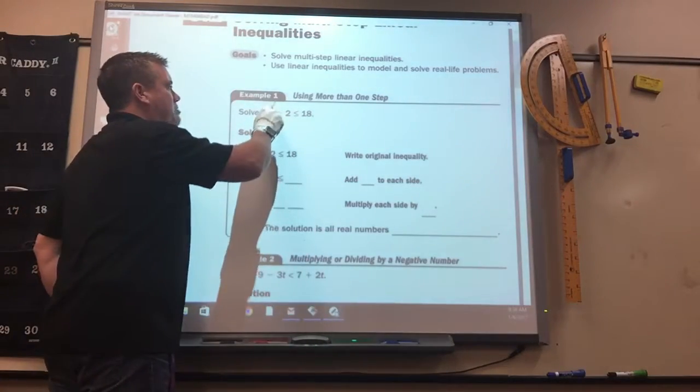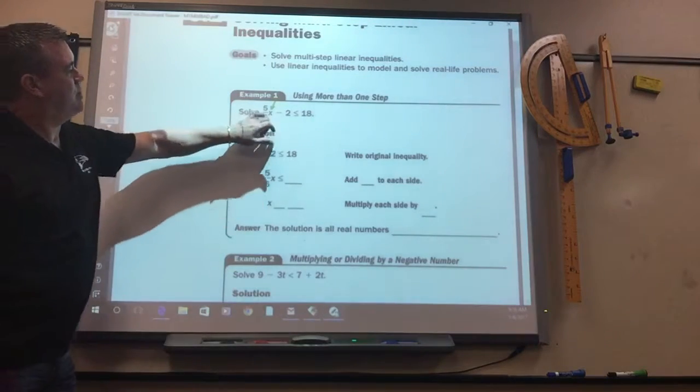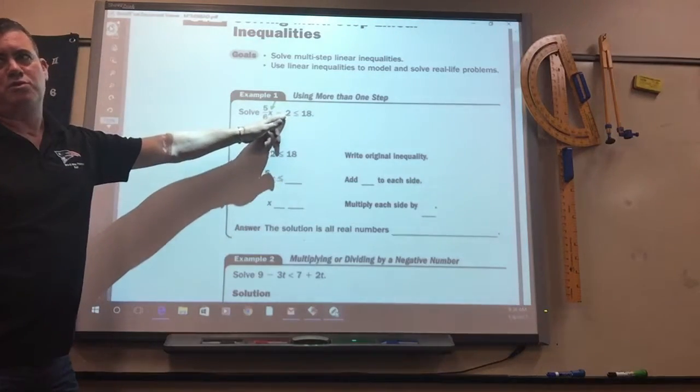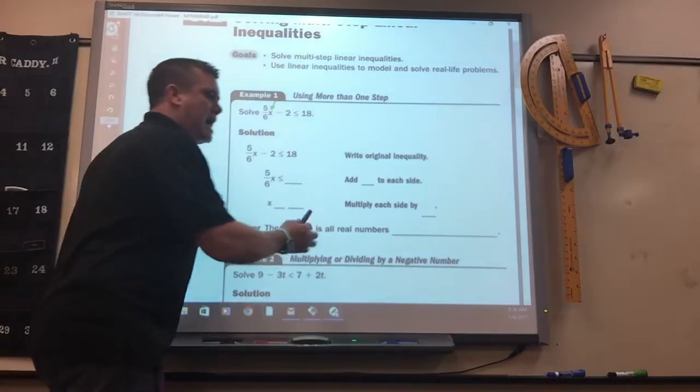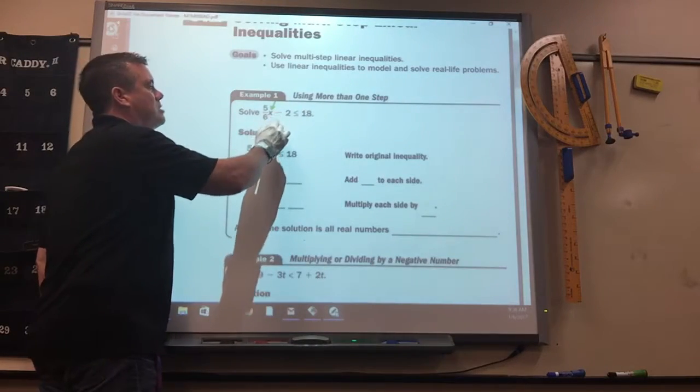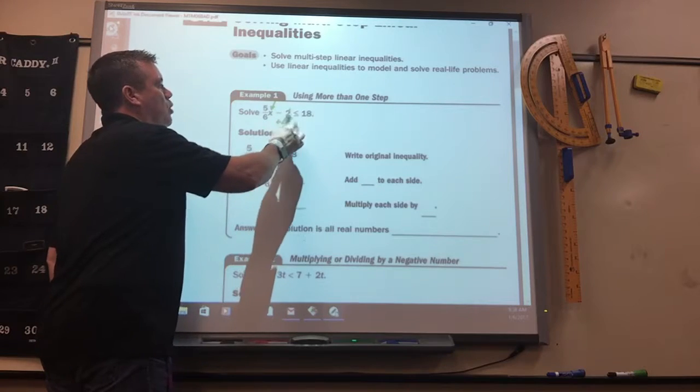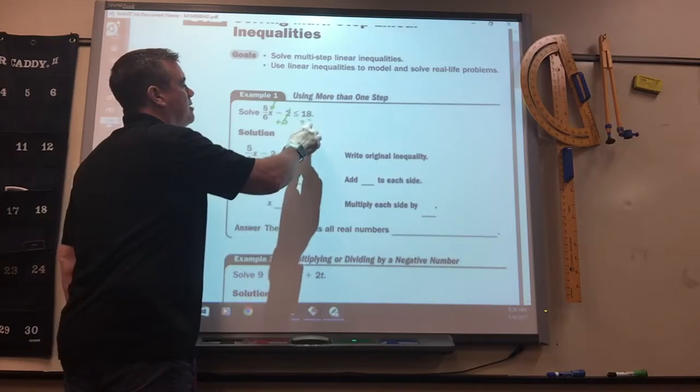So to get the x by itself, you got to get rid of this and this. Everyone knows which one to get rid of first? 2. Remember, you do the adding or subtracting first. It's a minus, so you add 2. Whatever you do to one side, you do to the other.